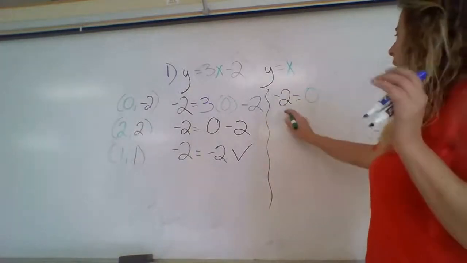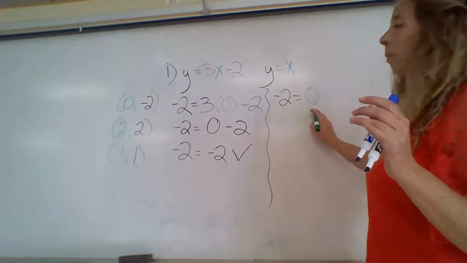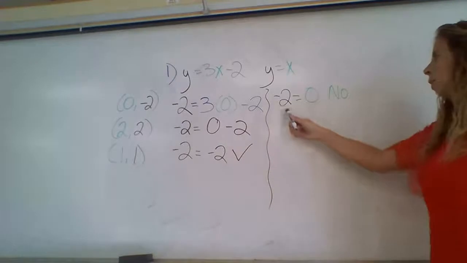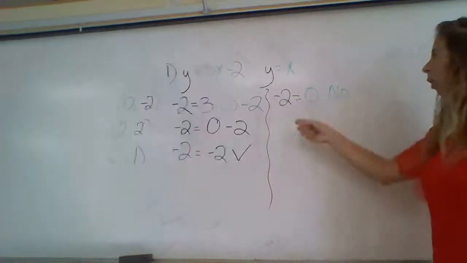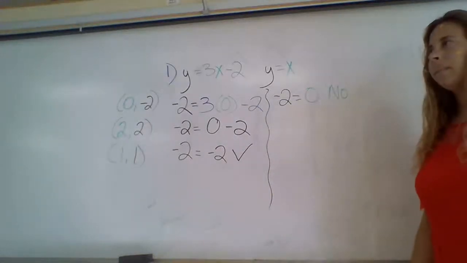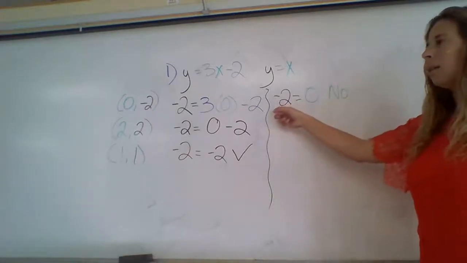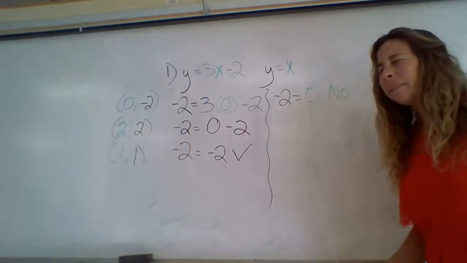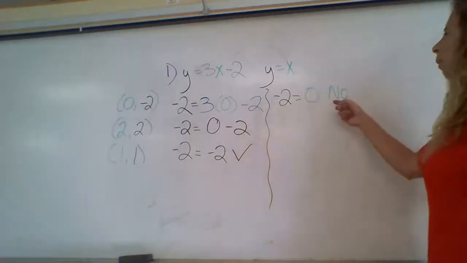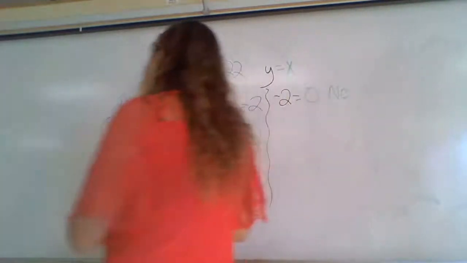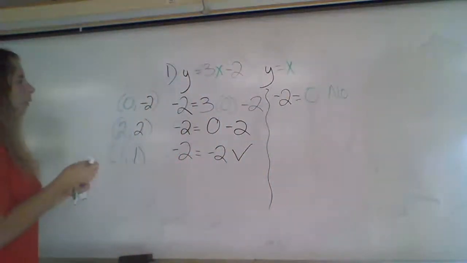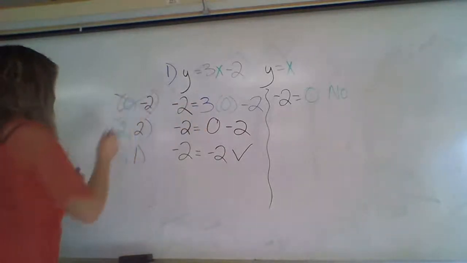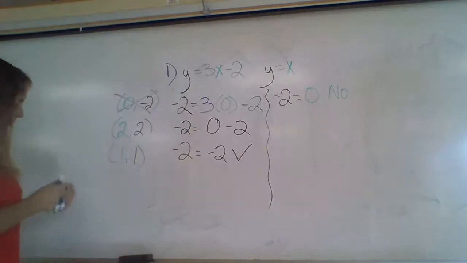Is -2 equal to 0? No. -2 is not the same as 0. If I owe someone, let's say Chris owes me $2. He's like, how about I just give you $0, Miss Bailey? So no. So the first one does not work. It must work for both of them. So it works for the first equation, but not the second. So no. Okay, let's move on to the next point.